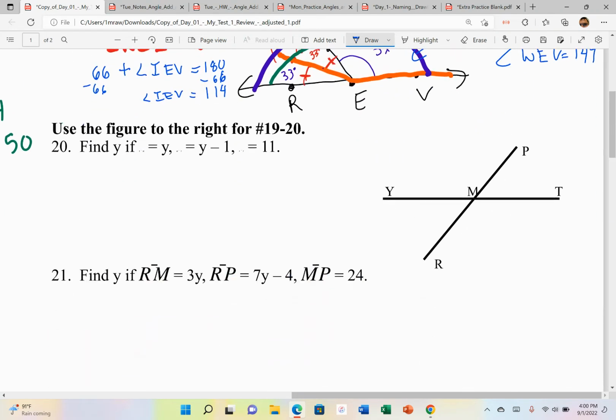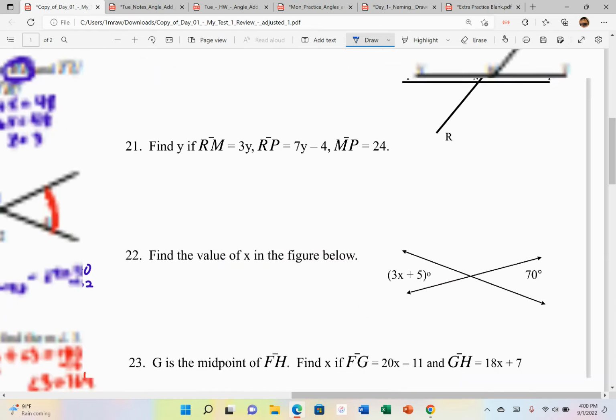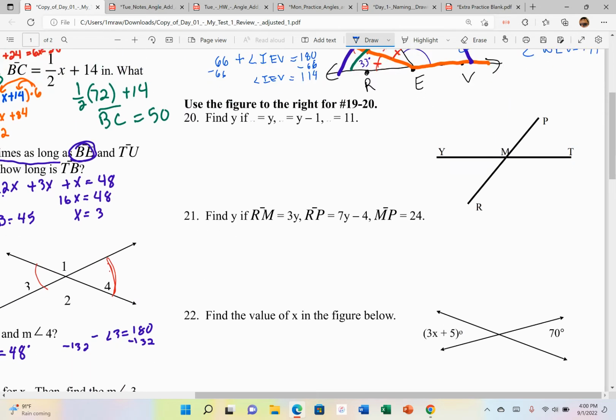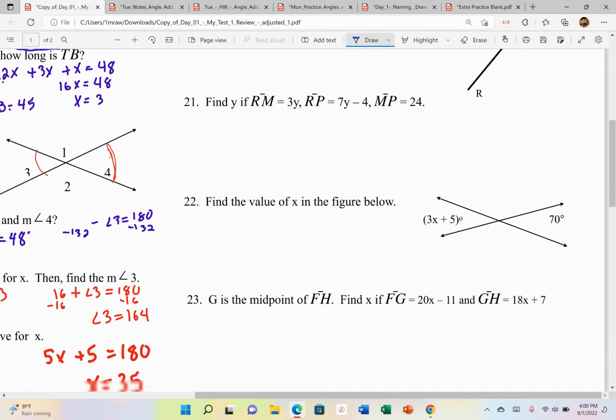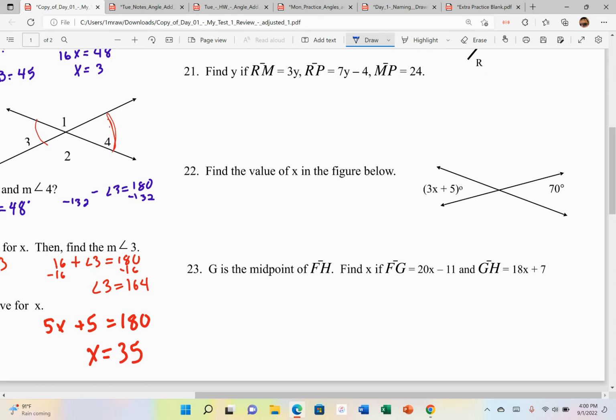Number 20, you're going to have to look at the answer key. I think 20 and 21 have a typo, and I apologize for that. I think the answer key on Schoology is clearer, I hope. There are typos on that, but look at the answer key. It tells you the answers.